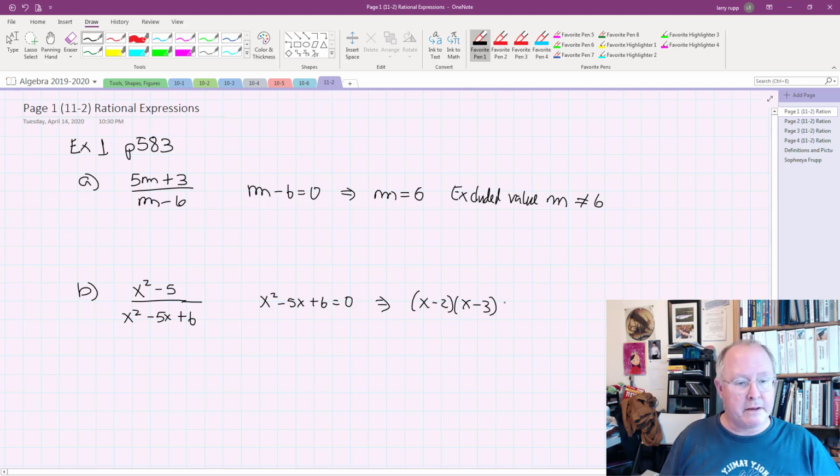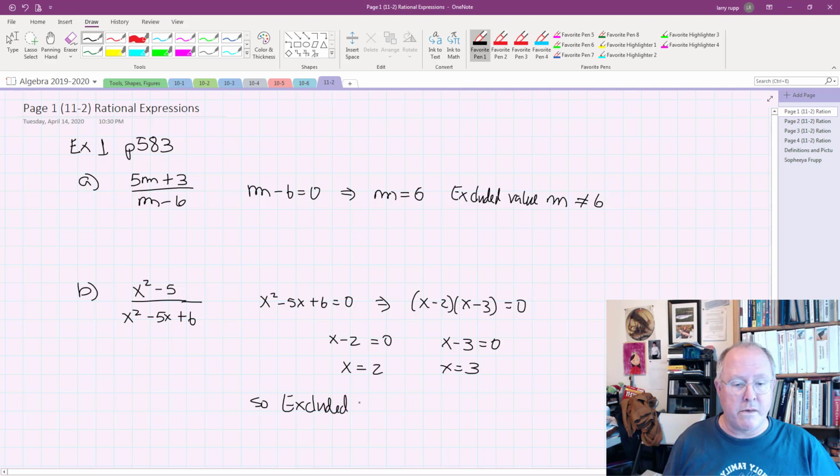Equal to 0. Then by our zero product property, we say that either x minus 2 must equal 0 or x minus 3 must equal 0. In this case, x would be 2 and x would be 3. So excluded values: x cannot equal 2 or 3.